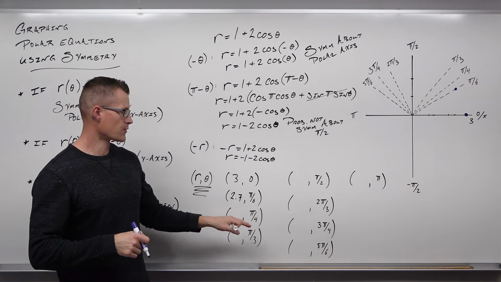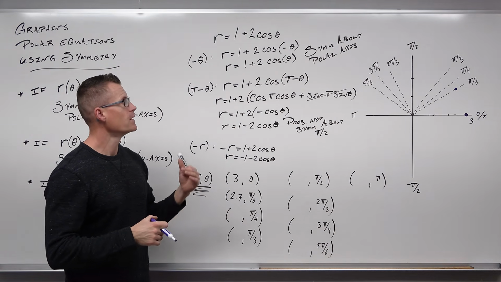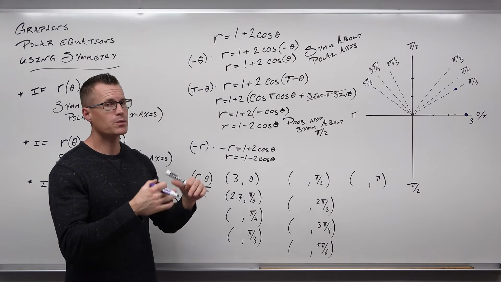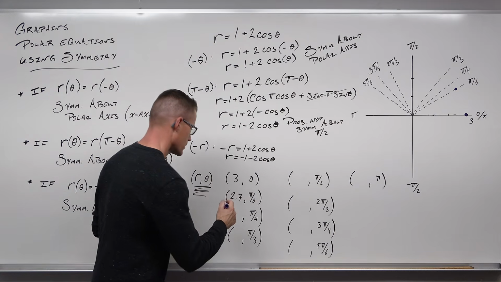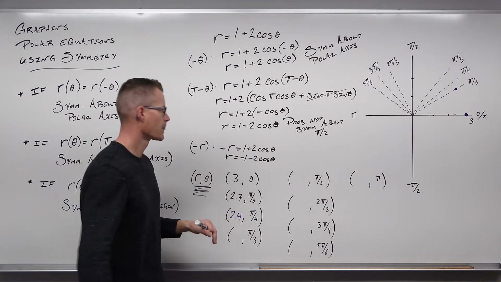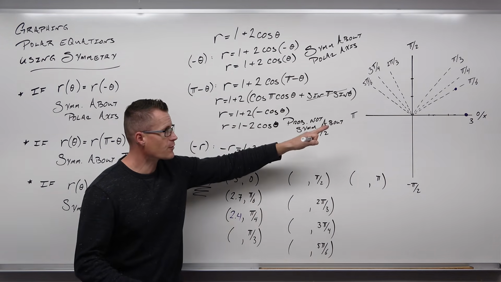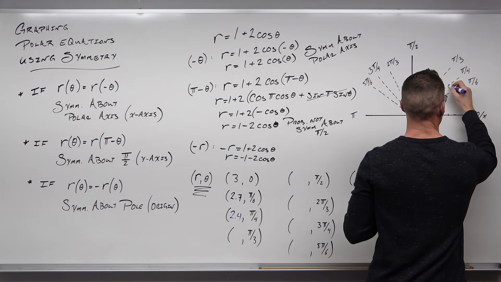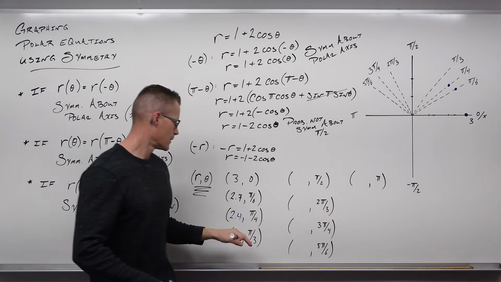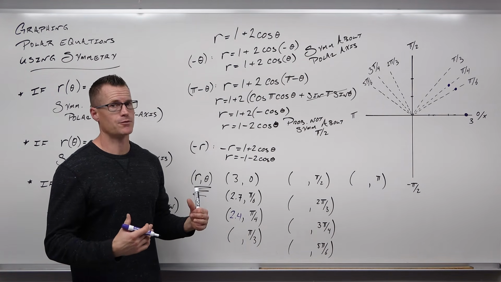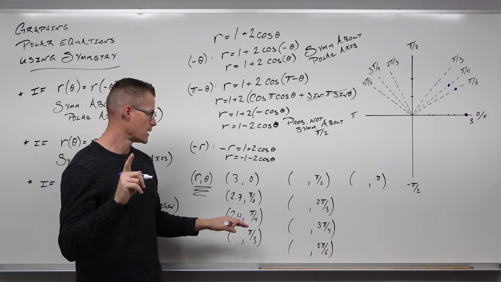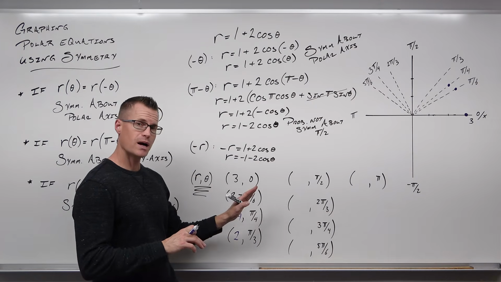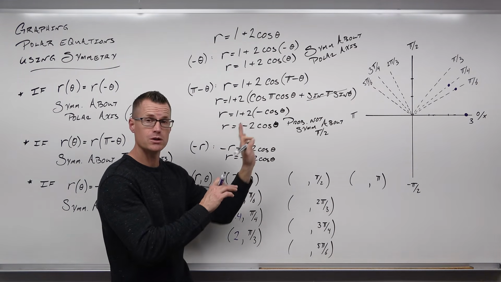Pi over 4. Cosine of pi over 4 is going to be square root 2 over 2. Square root 2 over 2 times 2 is just square root 2. That's 1.41. 1 plus 1.41 is like 2.41. So this says along that angle, pi over 4, you're going to go out 2.4. Pi over 3, cosine of pi over 3 is 1/2. 2 times 1/2 is 1, and 1 plus 1 gives you 2. So along this angle of pi over 3, we're going to go out from the pole, from the origin, 2 units.